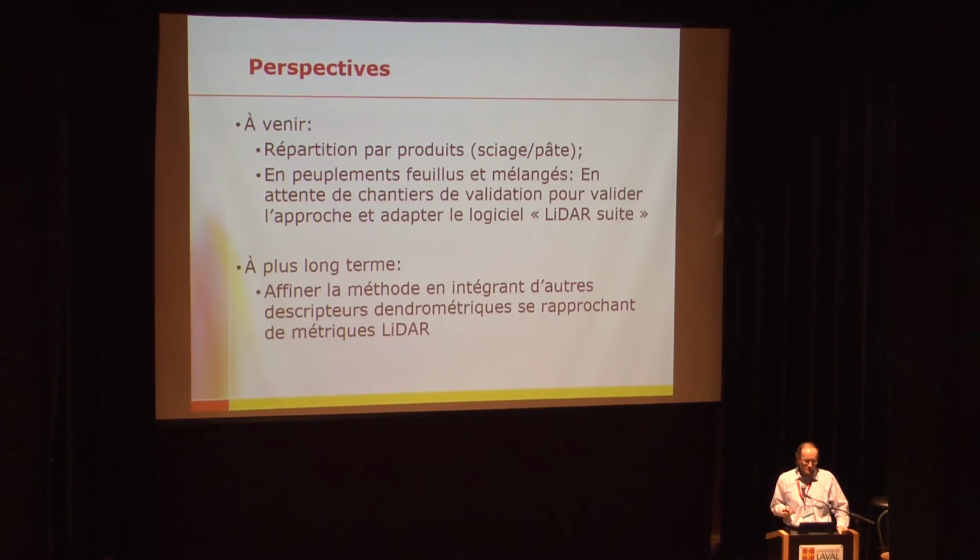In terms of future perspectives, what's the outlook? The Wood Marketing Bureau already uses a distribution matrix by products to estimate the sawable volume per tree. So that's one of the matrices which we would like to include in our volume estimations in order to break down volumes per product. That fits well in adding value to the product from harvesting to the user. In deciduous or mixed stands, we need more validation sites.